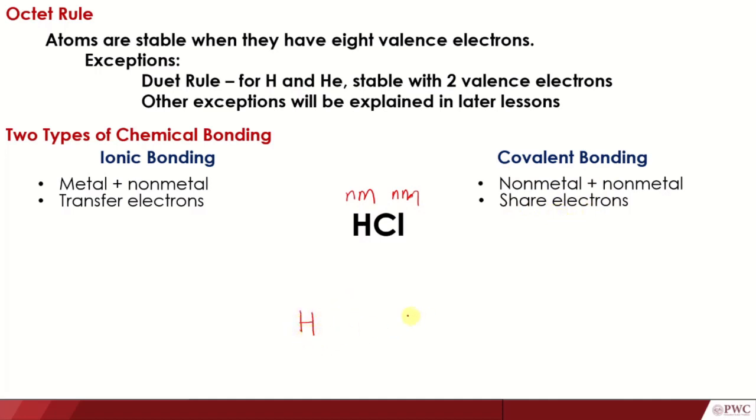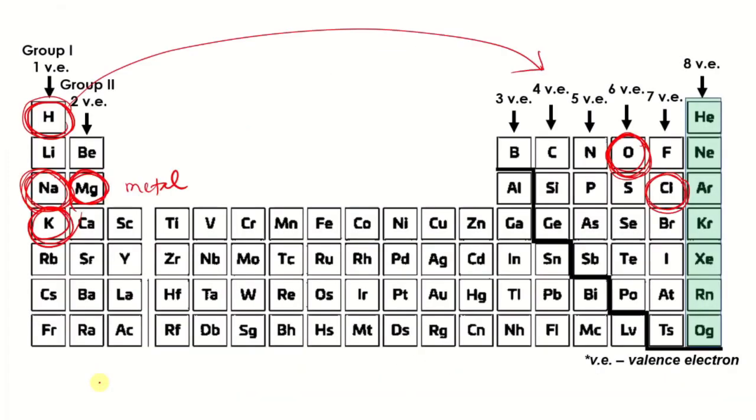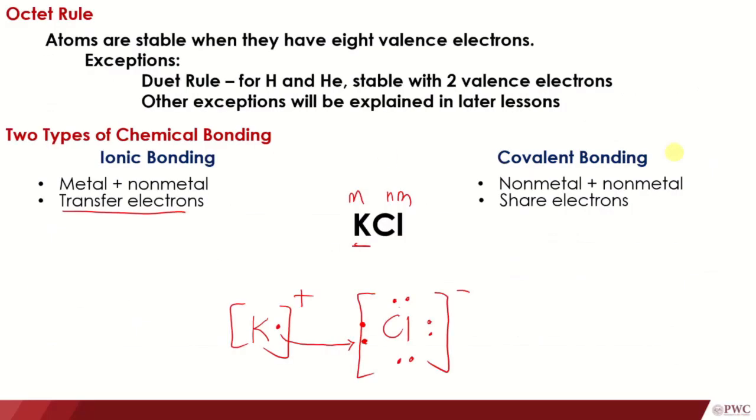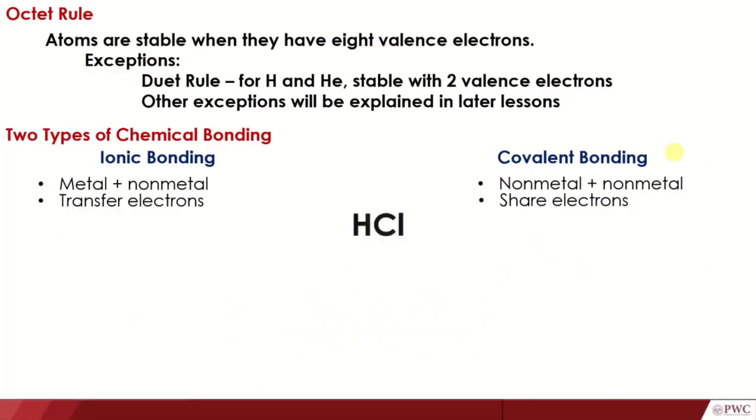We have hydrogen, then here we have Cl. Then let's add some dots here. If you check your table of elements, hydrogen has 1 valence electron. Then for Cl, it has 7 valence electrons. Again, 1 valence electron for hydrogen, then for Cl, 7 valence electrons.